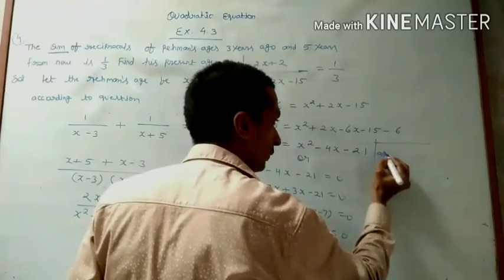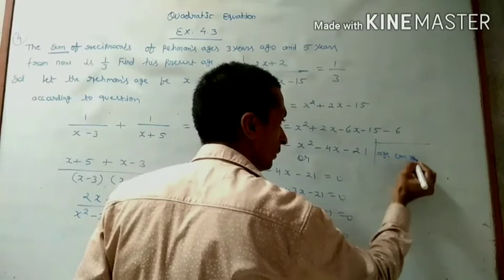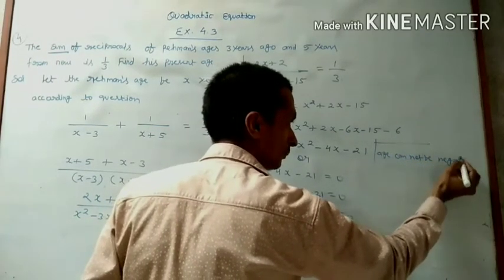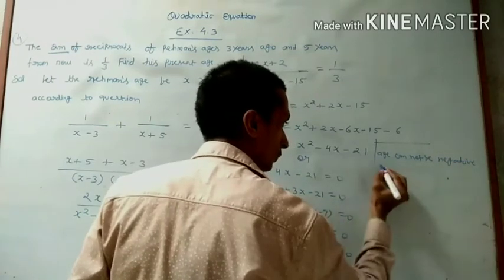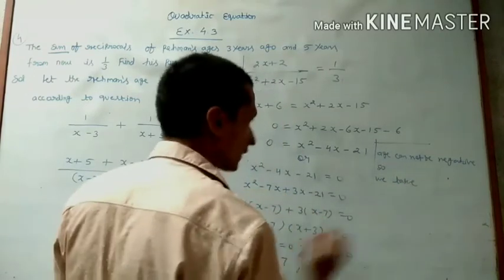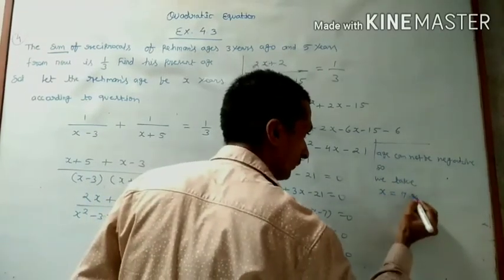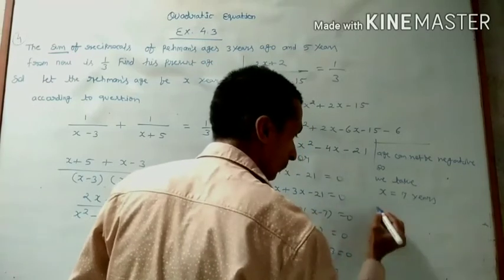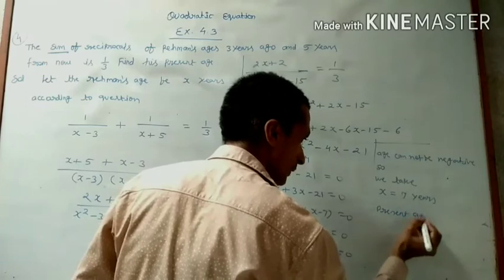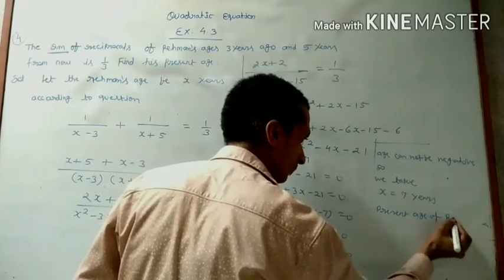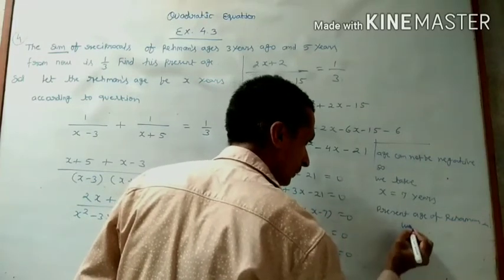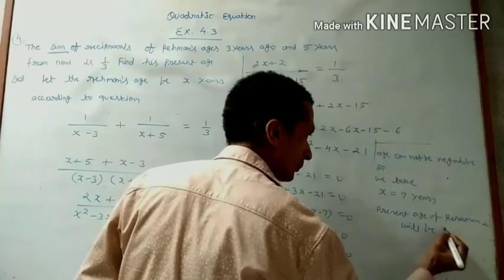So age cannot be negative. So we take x equal to 7 years. So the present age of Rahman will be 7 years.